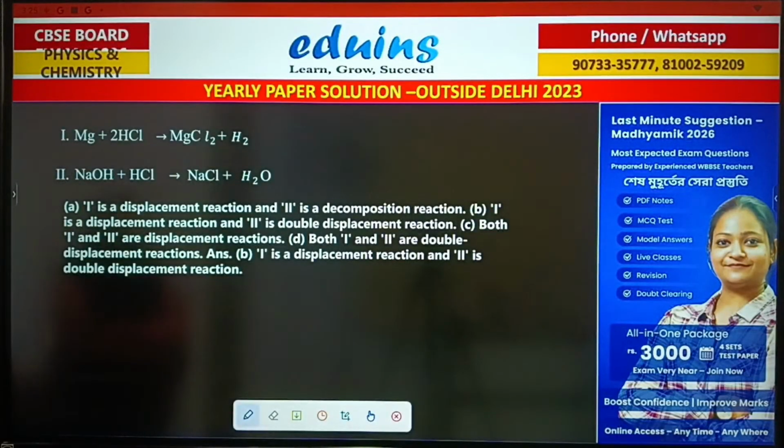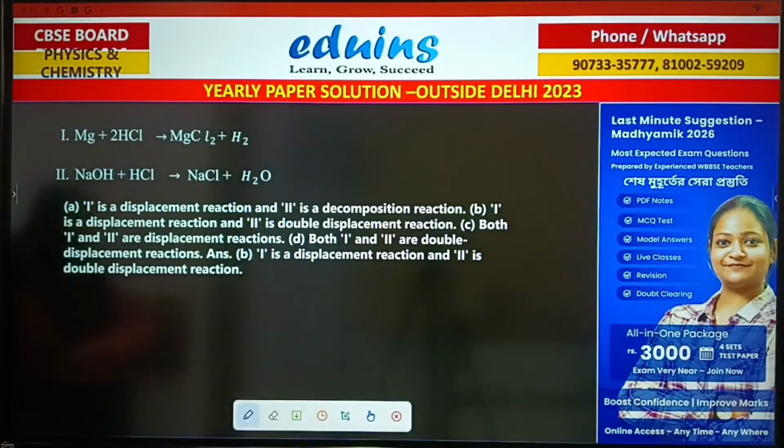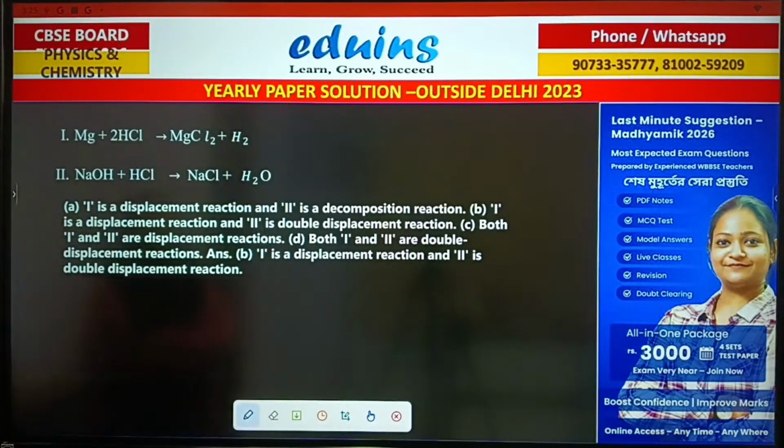Magnesium plus hydrochloric acid produces magnesium chloride plus hydrogen gas, and in the second reaction we get that sodium hydroxide plus hydrochloric acid produces NaCl, that means salt, plus H2O, sodium chloride and water.